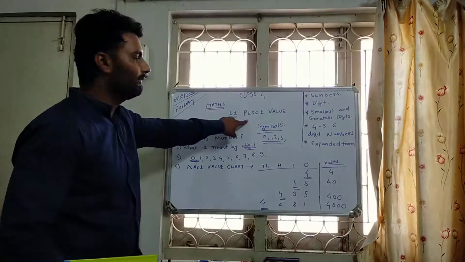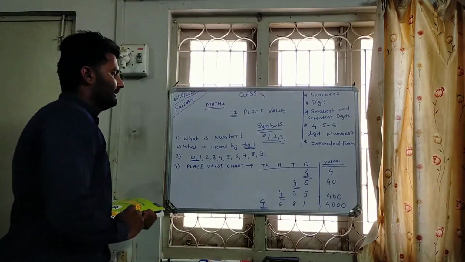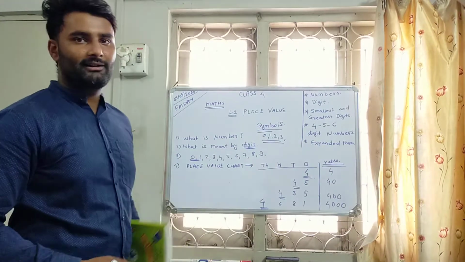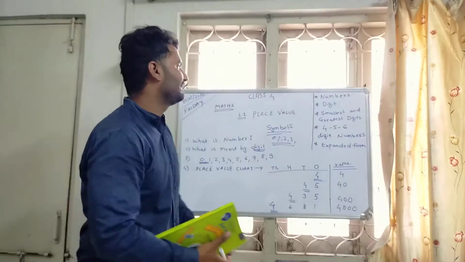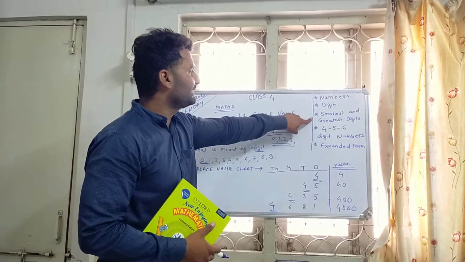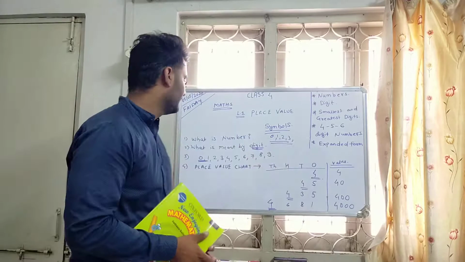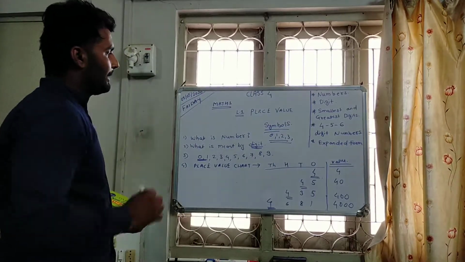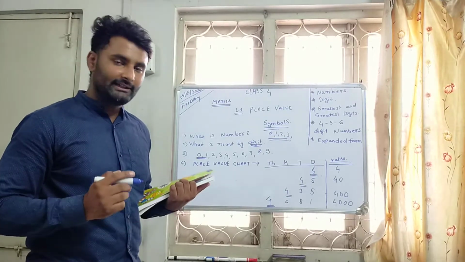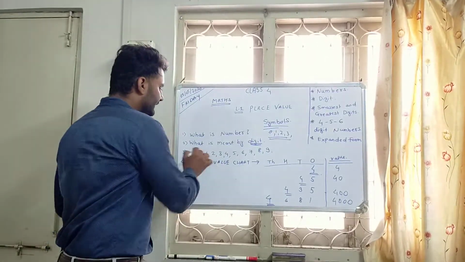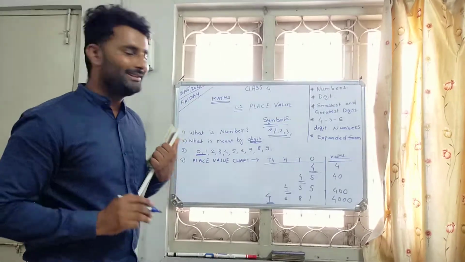This is similar to our topic, but while we move further, we will learn about today's topics: numbers, digits, smallest and greatest digits, 4, 5, 6 digit numbers, and expanded forms. Okay, so what is a single digit number? A single digit number is 0, 1, 2. Only one digit is there.